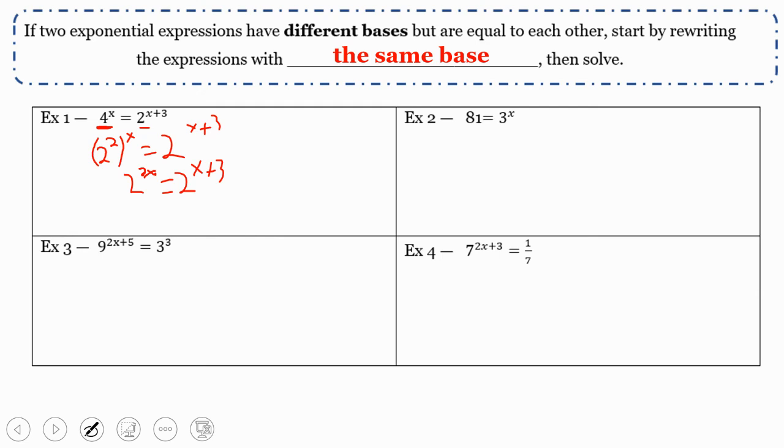And then once I've rewritten it like this, you can see that I have an equation just like the ones we practiced on the last page. Okay, and we can solve it as such. So I'm just going to set those 2 exponents equal to each other. So I would say that 2x has to be equal to x plus 3. And then I can solve from there.